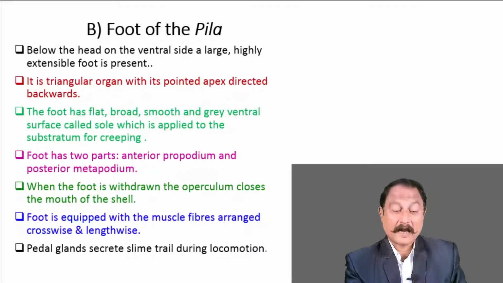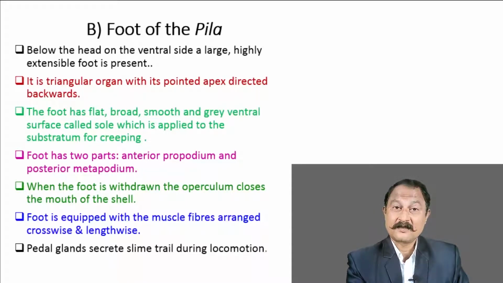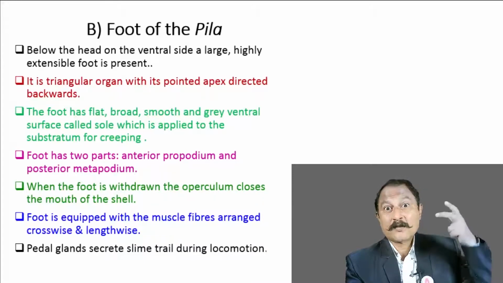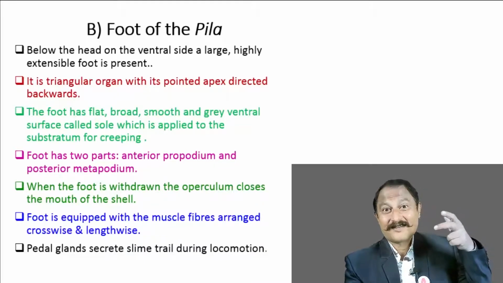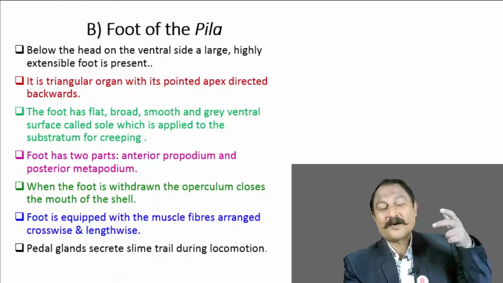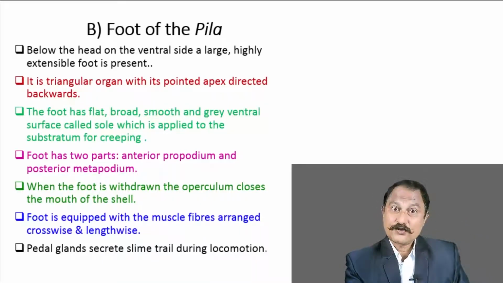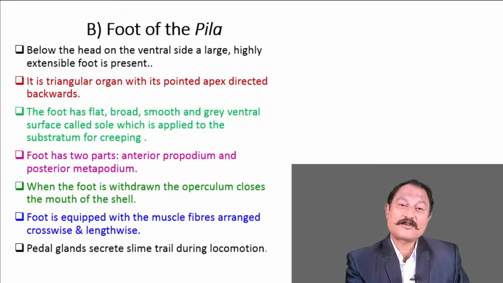And the foot needs strength because it has to locomote, and for locomotion strength is needed because during creeping it carries the whole body upon its top. That is why it should have strength. That is why muscles are there crosswise and lengthwise. Pedal glands are also present.